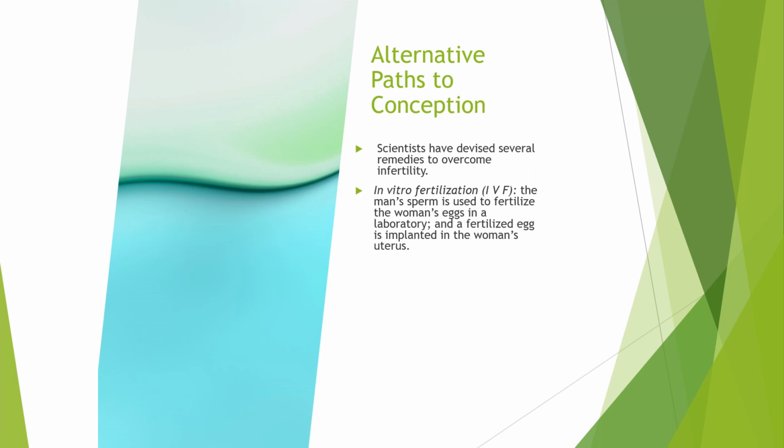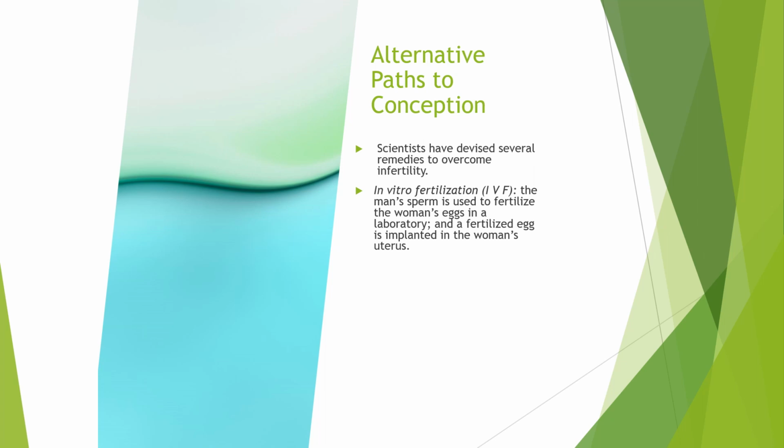The first one is in vitro fertilization, or IVF. This is where the male's sperm is used to fertilize the woman's egg, but that's actually done in a laboratory. The fertilized egg is then implanted into the woman's uterus. So you take sperm from a male and eggs from a female and you have them come together, but in a petri dish. And then the fertilized egg is inserted into the woman's uterus.